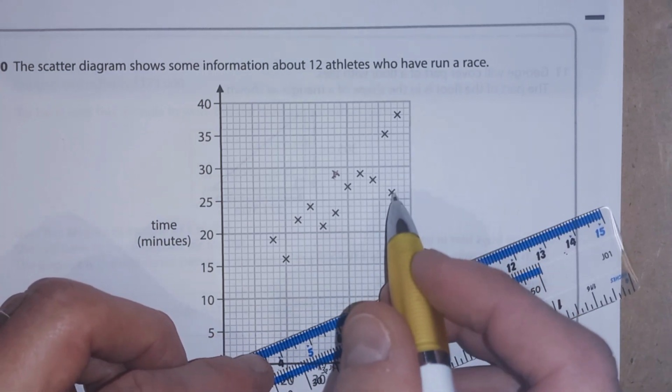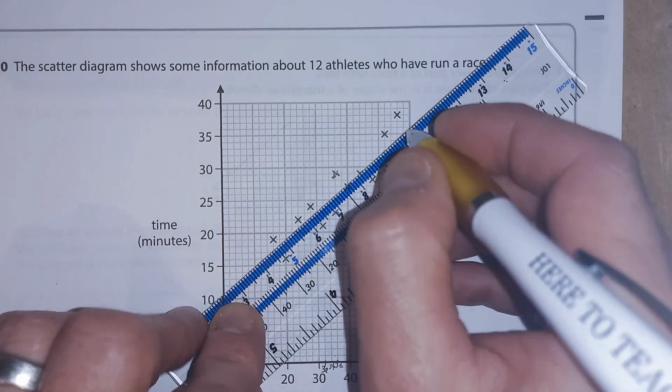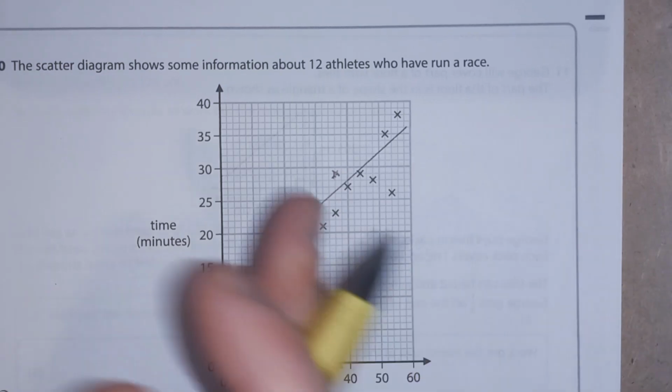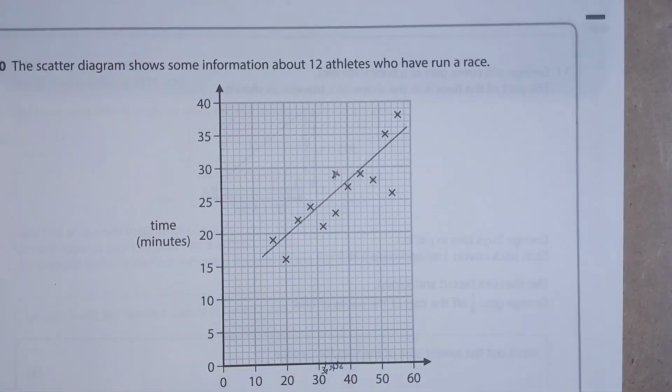It's a bit tricky because we've got this value down here. We can treat that as a bit of an outlier, but I'm going to draw something like that. I could have maybe drawn it a bit more down to the right. That's okay.